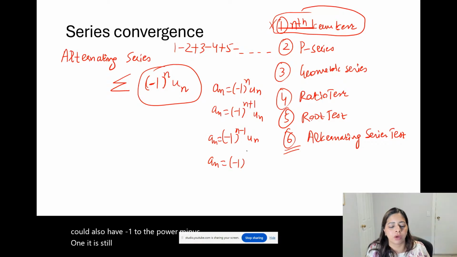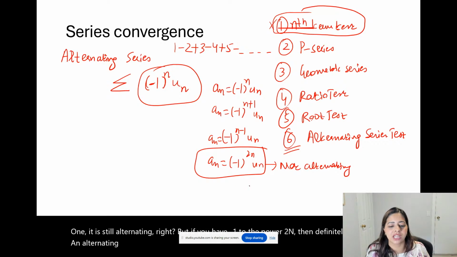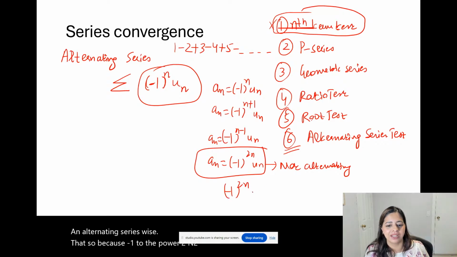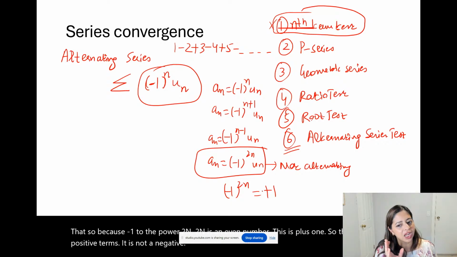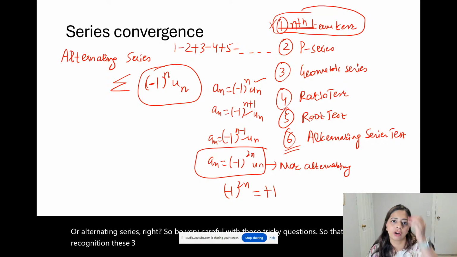But if you have minus 1 to the power 2n, then definitely this is not an alternating series. Why is that so? Because in negative 1 to the power 2n, 2n is an even number, so this is plus 1. This will be an all positive term series, not an alternating series, right? So be very careful with those tricky questions. That's the recognition: this power of negative 1 and some other function of n present, it's an alternating series.